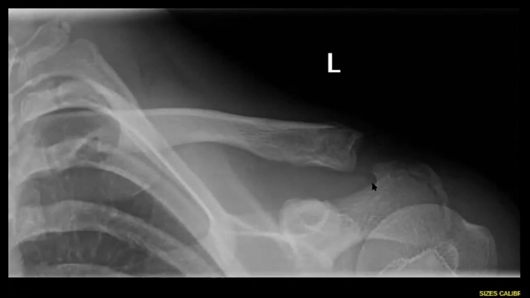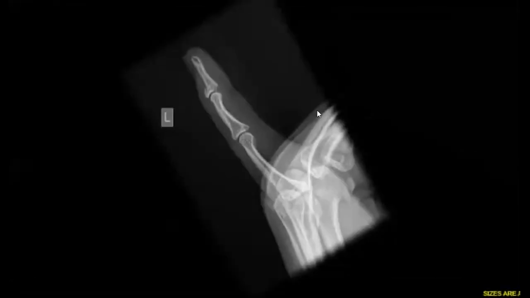So fracture of this one or this one, what do you think? Yeah, this one. Sometimes the apophysis of the acromion gives you a similar appearance of fracture, but this is not a fracture. The fracture is here, the lateral third of the clavicle. Yes. We already mentioned this one.